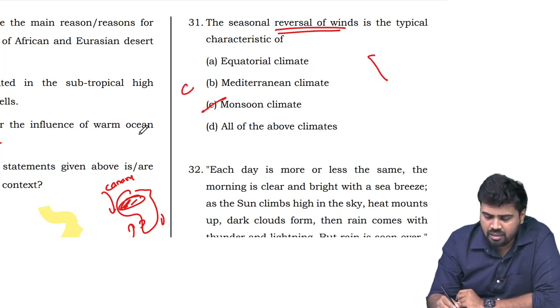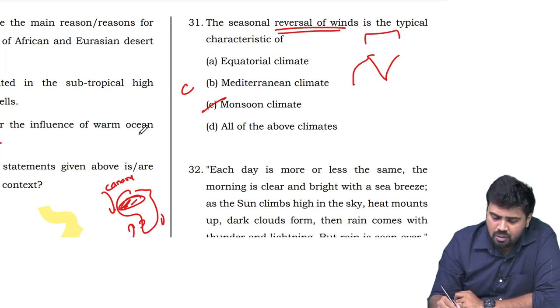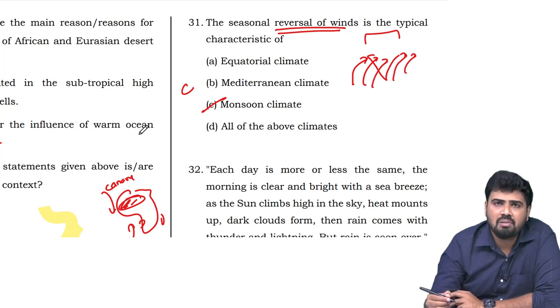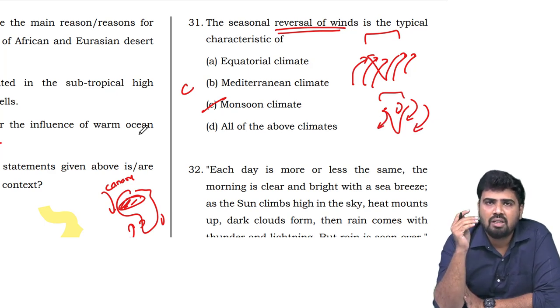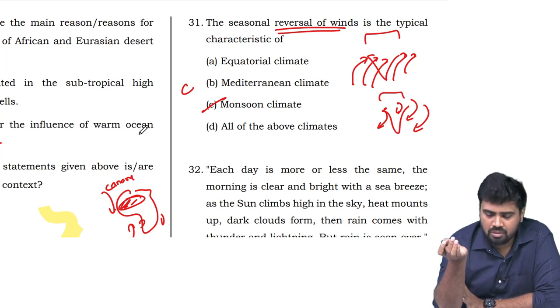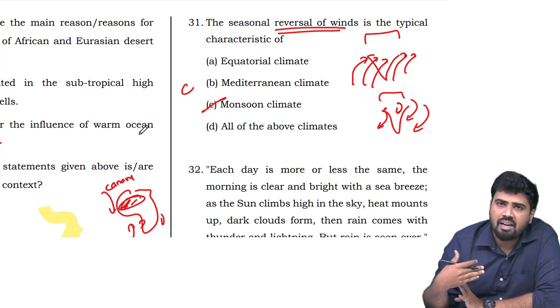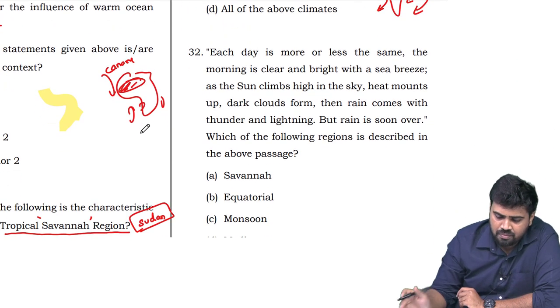But for example, if you take the Indian Southwest, South Asia monsoon, actually, during southwest monsoon, we have wind movement from sea to land. But during northeast monsoon, that is during southward movement of sun, there is reversal in wind direction, that is from land to sea. So southwest monsoon, sea to land, northeast monsoon, land to sea. So in monsoon climate, we have reversal of wind direction. So 31, option C.